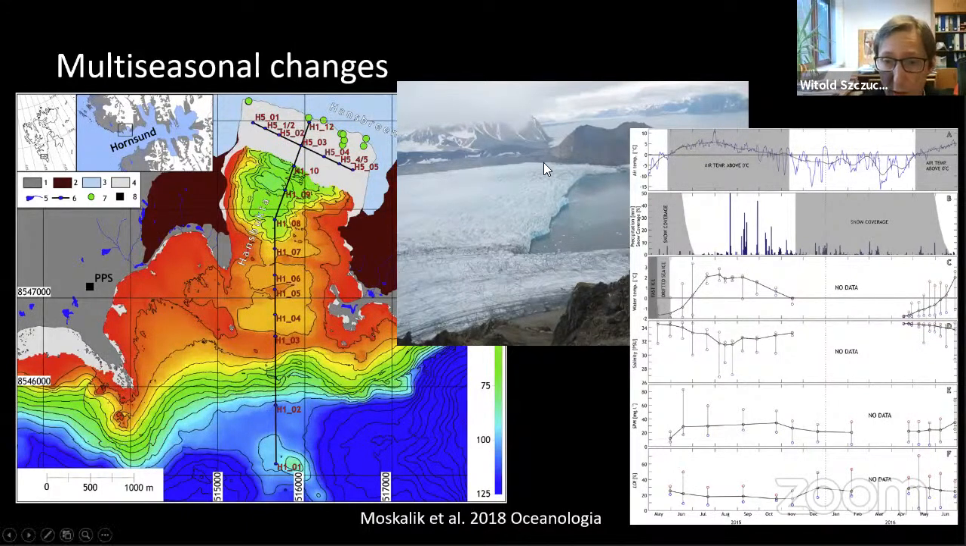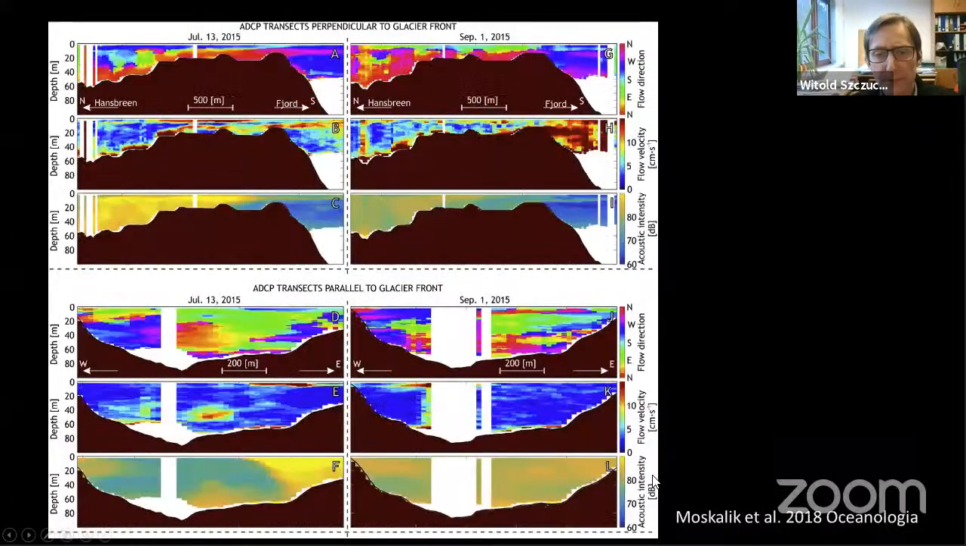Here is an example of Hansbreen, and you may see the bay and the number of stations which were investigated every month for more than 1 year. It was possible because there is a Polish polar station just nearby, which is active for a whole year. And first of all, it's interesting to point out the circulation in front of such a glacier.